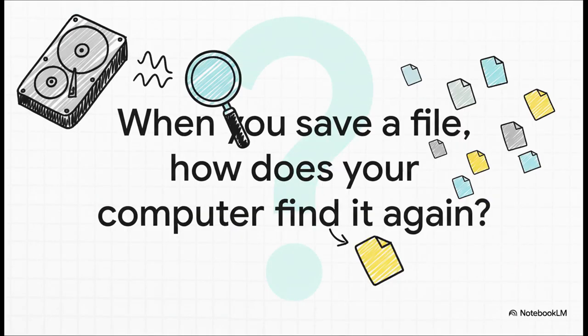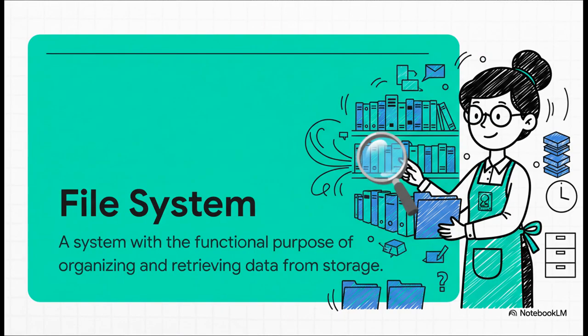I mean, have you ever really stopped to think about this? You save a file, right? And it just disappears into your computer. Then, a week later, you double-click it and bam! It pops right back up. How in the world does your computer find that one specific needle in a digital haystack made of billions and billions of bits? Well, the magic behind all that is something called a file system.